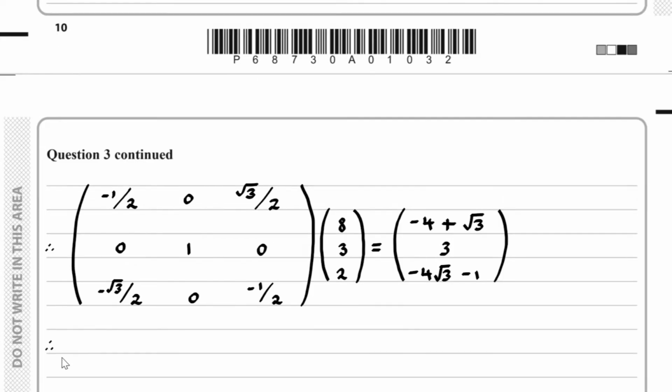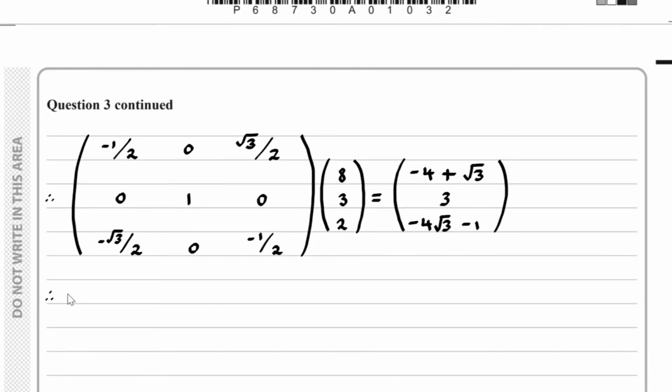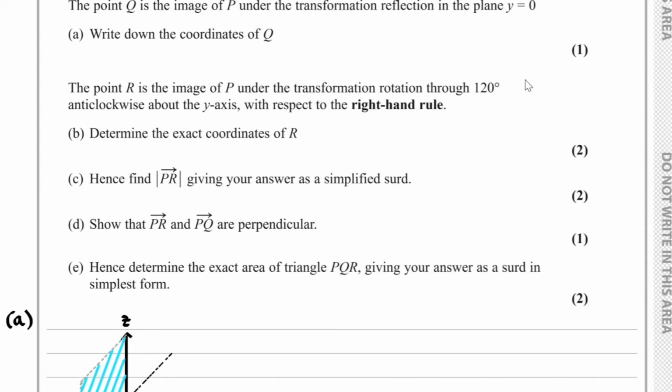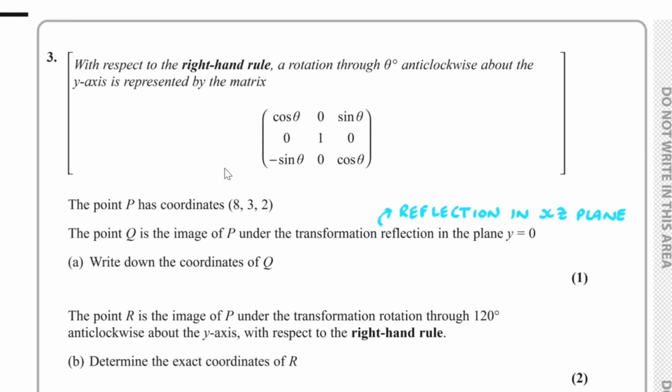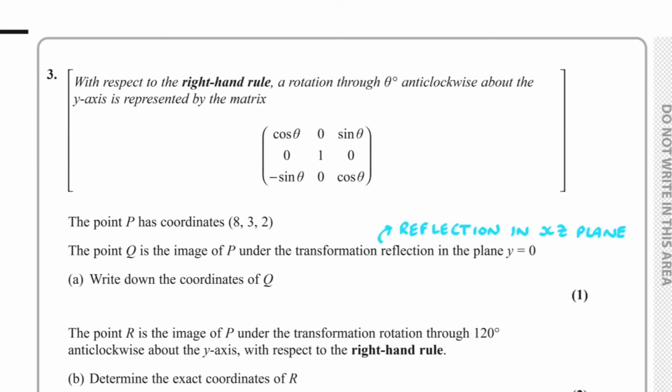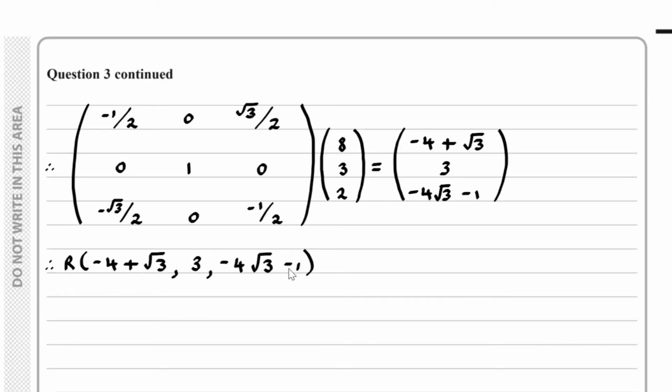And so therefore, the coordinates of R are minus 4 plus root 3, 3, minus 4 root 3 minus 1. Now, for part C, we have to find the magnitude of PR, giving your answer as a simplified surd. So we've got the point P, 8, 3, 2, and we've got the point R over here.